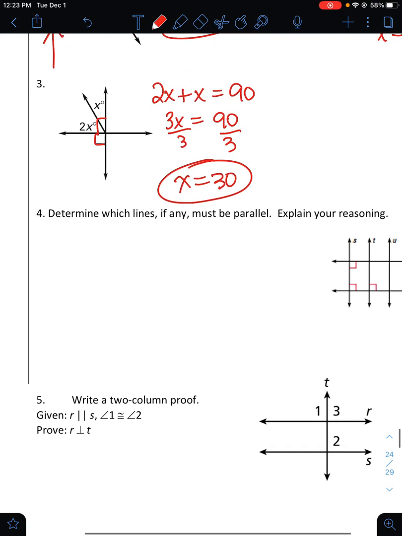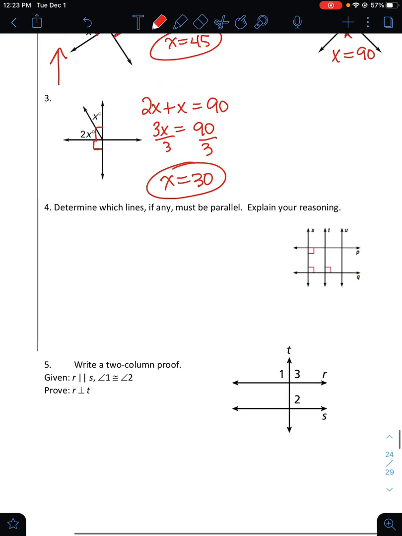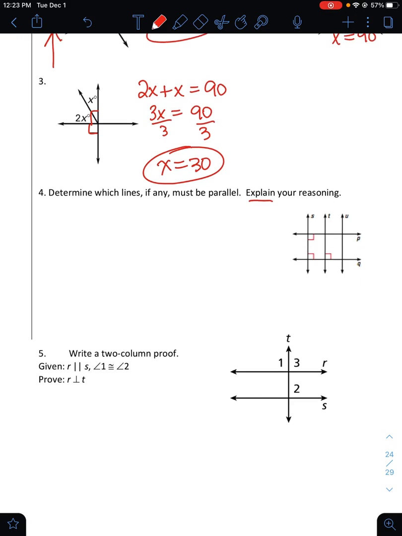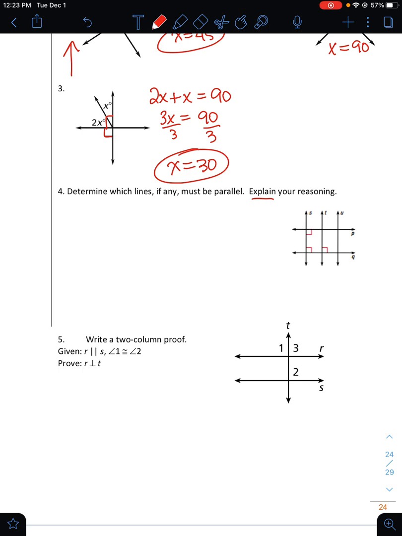All right, let's do number 4, and then I'm going to stop this video and just start another one, so this one's not so long. Determine which lines, if any, must be parallel and explain your reasoning. So explanations are theorems, postulates. I'll probably refer to the earlier page, and we'll see what we have. Okay, let's see. There's no one way to start this. Let me change colors here.